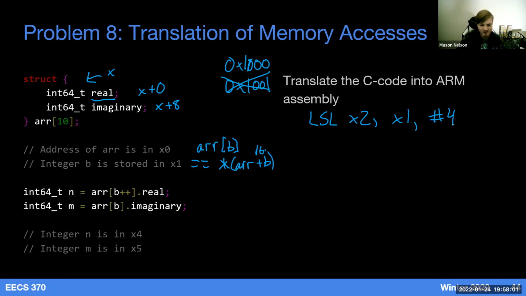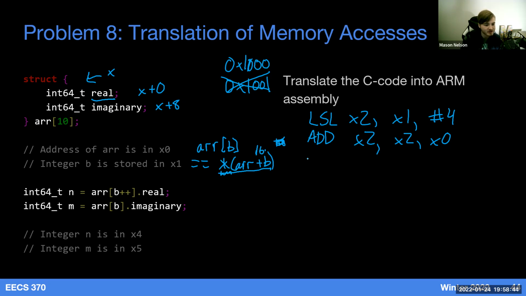We need to add that with array, which is x0. So I'll do an add, and I'll just reuse x2, and we'll add x2 plus x0. So now we have this here without the dereference, I suppose. And then we're going to do our final offset, since we'll actually need to add 8, or actually I'm getting ahead of myself. Never mind. We're going to be able to just use this calculated address to get the real part. Later, we'll have to add 8 in order to access the imaginary part.